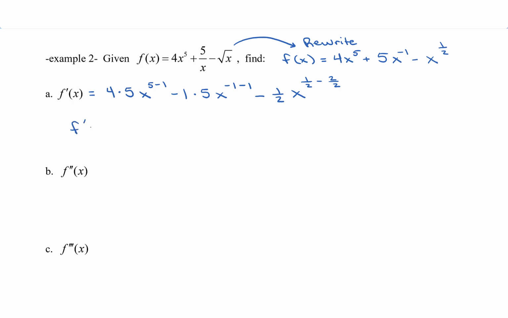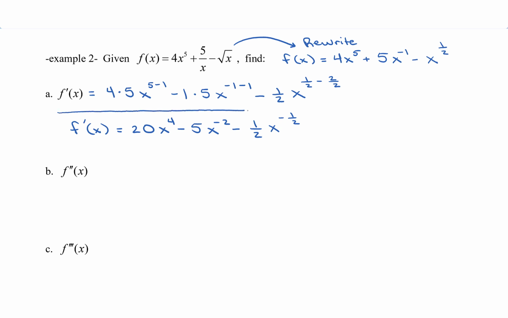If we simplify this function, we will get f prime of x equals 20x raised to the 4th power minus 5 times x raised to the negative 2 power minus 1/2 x raised to the negative 1/2 power. And we're going to box this answer in.